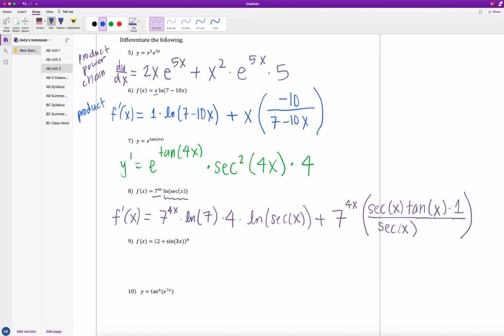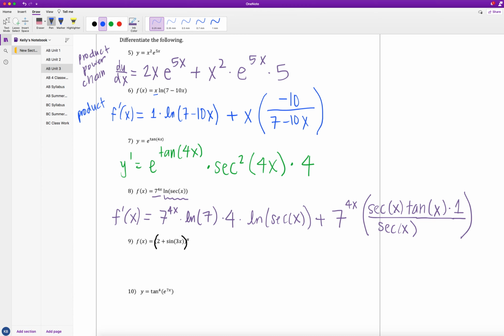Okay, let's look at example 9. So we have f of x equals 2 plus sine of 3x, all of that being raised to the pi power. I do have these parentheses here, and that pi is on the outside of those parentheses. What rule or rules do you think we're going to have to use to take our derivative in example 9? So in example 9, we're going to have to use a chain rule.